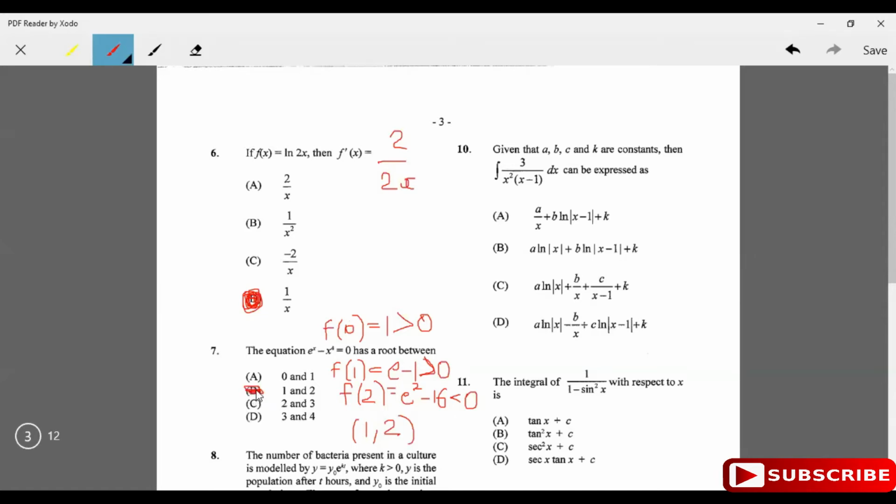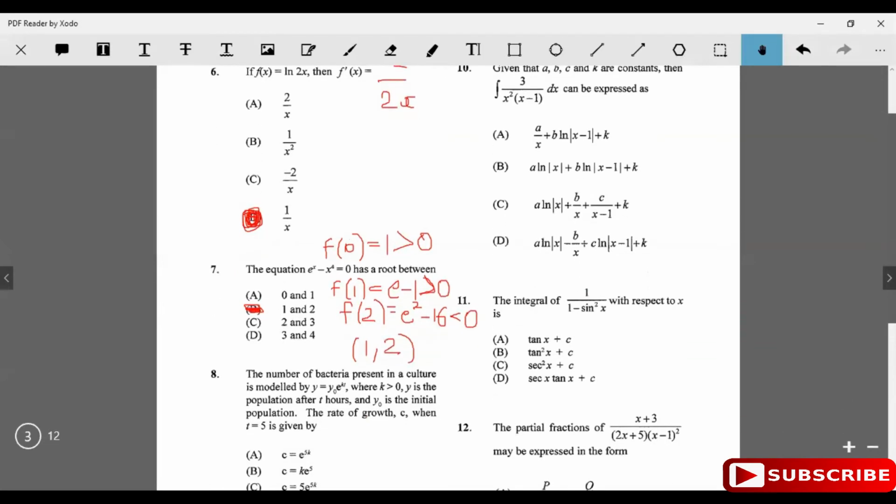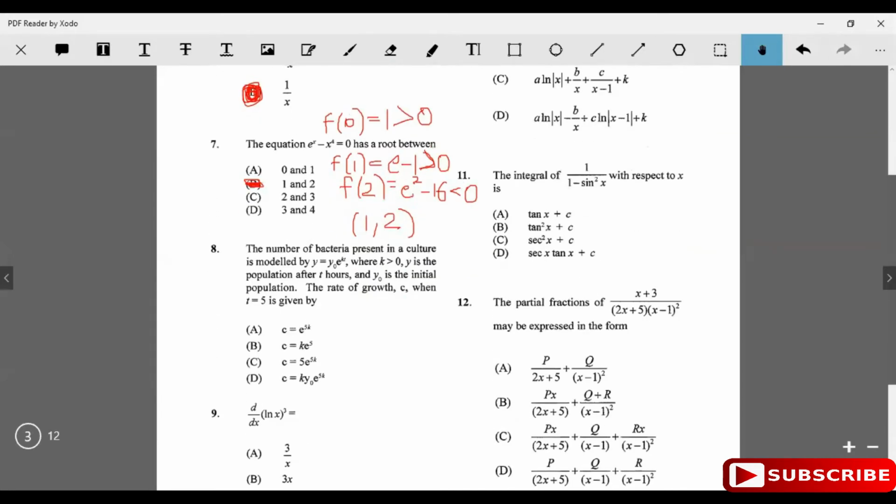So that's fine. You check f of 0, f of 1, f of 2, f of 3, f of 4, and see which interval the root lies in. That's that question. Too easy.